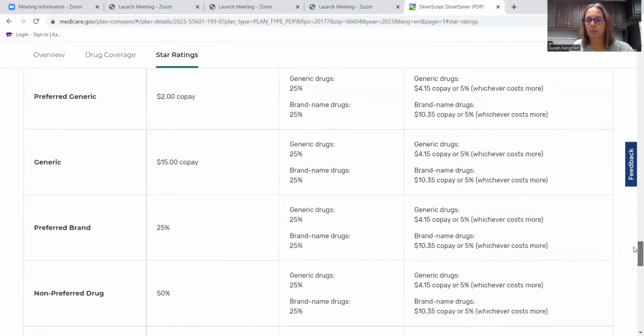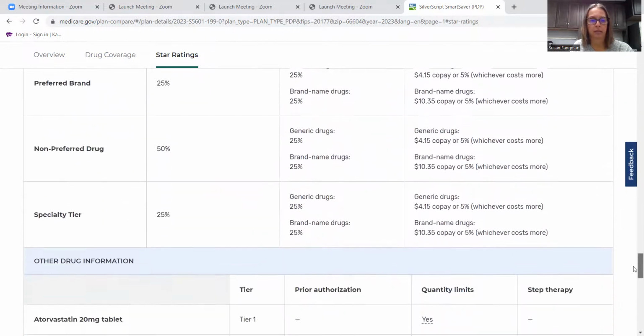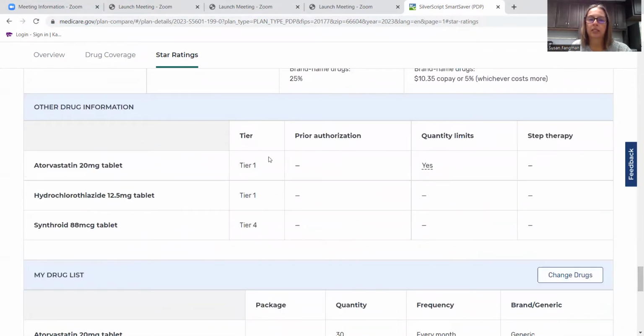This gives us more information about the plan, the different tiers, and what each tier costs on that plan. And then we can look in our particular prescriptions and see what tier they are. Look to see if they need prior authorization. So one plan might have you have prior authorization and another might not. So that might be something you look at. Prior authorization isn't a huge deal usually. It's just the doctor writing a note that you need that particular prescription.